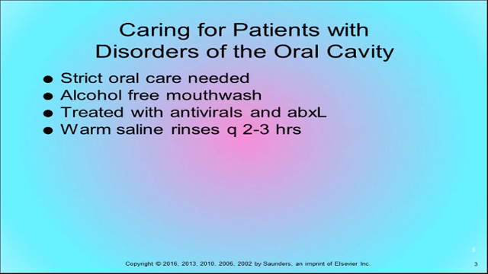So caring for someone who has a disorder of the oral cavity, you need strict oral care. You would do a lot of the same things that you would do if a patient had chemotherapy. Use really soft toothbrushes or even like the toothettes. Then you really wouldn't want lemon glycerin swabs, but definitely swabs that didn't have much of a taste. An alcohol-free mouthwash. We're going to treat these with antivirals and antibiotics.